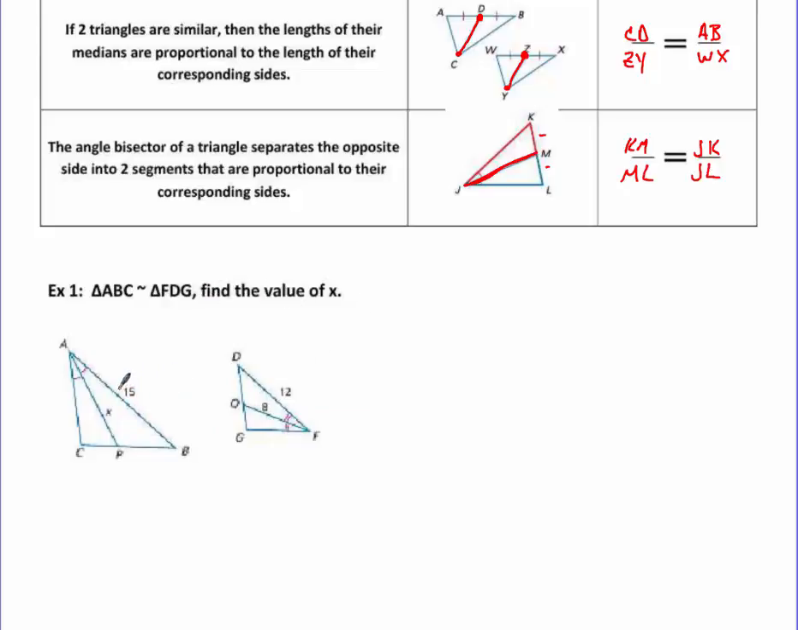Well, x is an angle bisector. And our theorem said that the angle bisectors were proportional to the corresponding sides. So x over 8, x is from the larger triangle, is proportional to 15 from the larger triangle over 12. So we cross multiply, get 12x equals 120, divide by 12, and we get x equals 10. And that's believable because 10 is bigger than 8, and 15 is bigger than 12. So that's a reasonable answer.